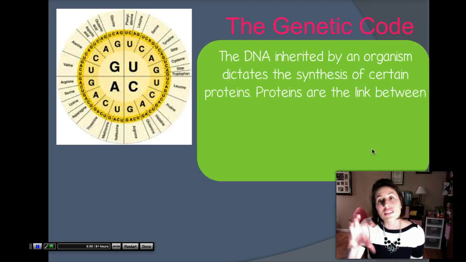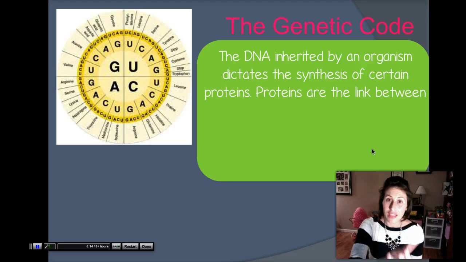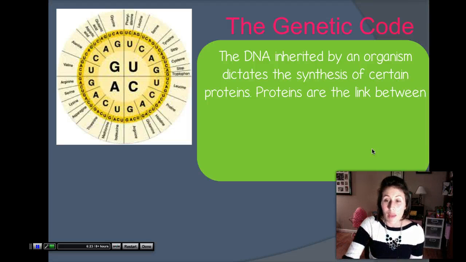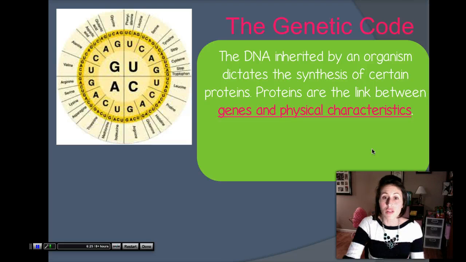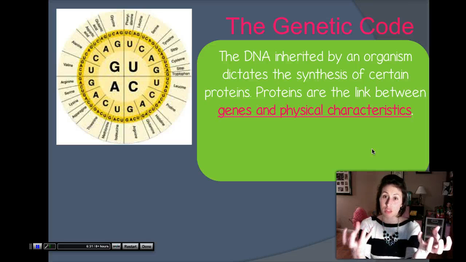All right, so the DNA that you have in your body right now, remember, is inherited by an organism. And that inherited code, those genes, dictate the synthesis of all the proteins that are going to be made in that person's body. And those proteins are the link between the genes that the person has in their body and the physical characteristics or attributes that they show.